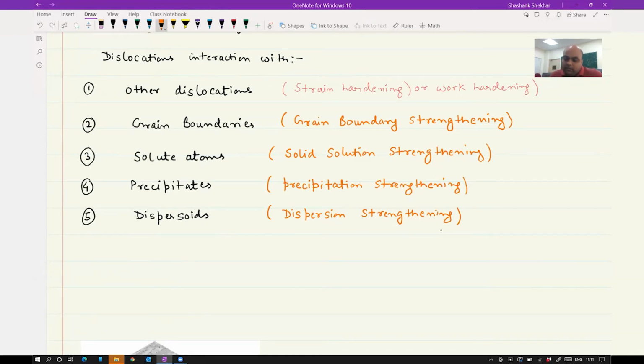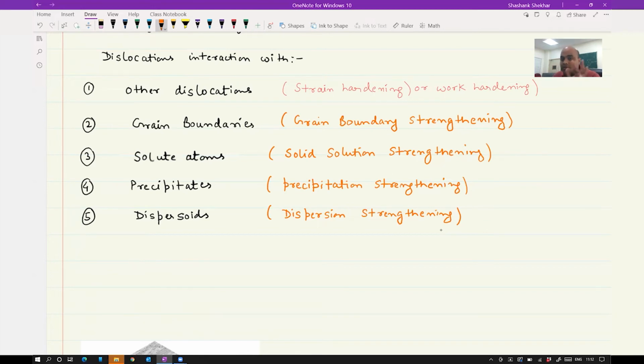Again, I am reiterating that the dislocations interact with these microstructural features present in a given system, and thereby the strength of that system is increased. Depending upon the microstructural features with which dislocations are interacting, the name is given. If dislocations are interacting with other dislocations, we call it strain hardening or work hardening. If dislocations are interacting with the grain boundaries, we call it grain boundary strengthening. And similarly, if precipitates are present in a given system and dislocations are interacting with them, then we call it precipitation strengthening.